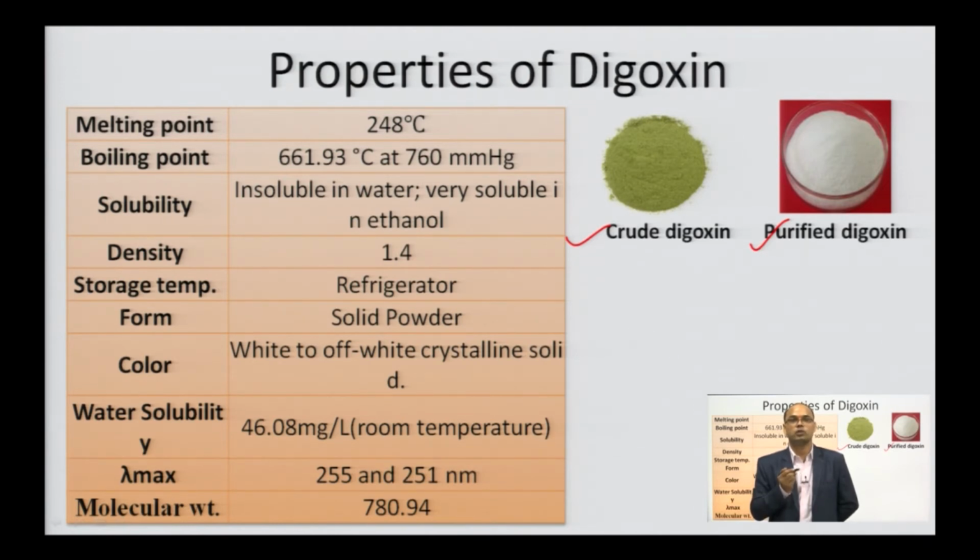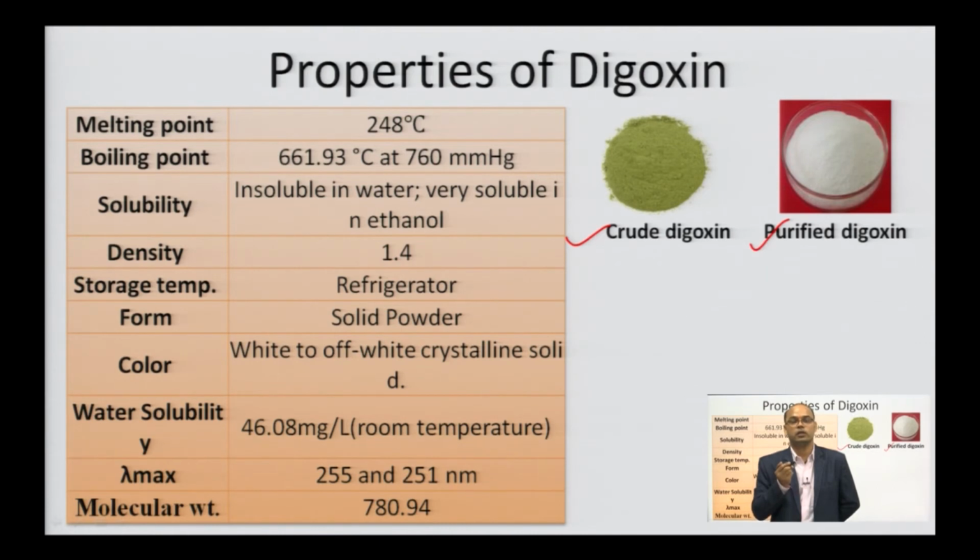Storage: if you want to store the digoxin in the purified form, you can use a refrigerator also, because it is a practically possible storage temperature that can be achieved through the use of a refrigerator. It occurs in the form of white or white crystalline solid powder. Water solubility of digoxin is very low.